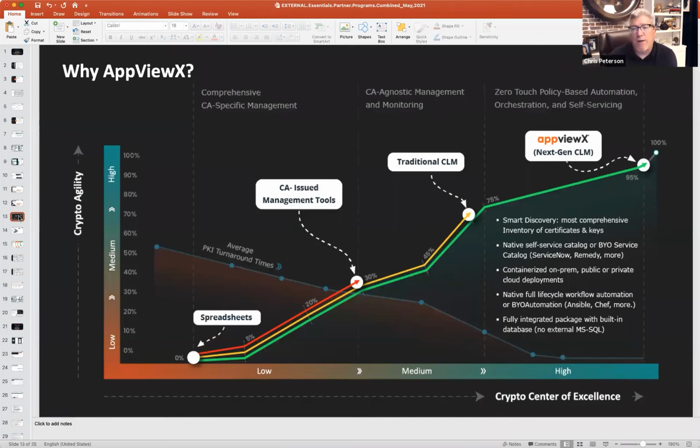So AppViewX, we talk about it being next gen. I'm going to speak a bit about our competitors because many partners ask, hey, who do you compete with? And they draw some conclusions based on that. So first of all, we've got our traditional CLM competitors here in kind of the medium crypto agility box.